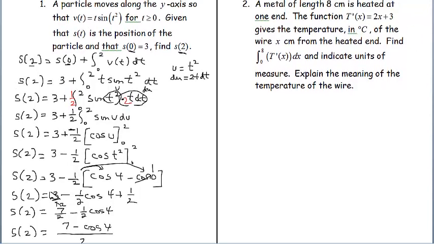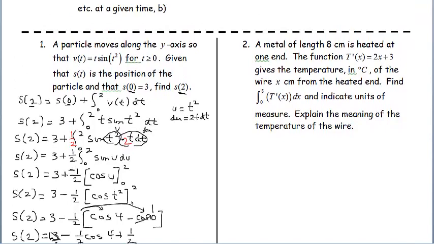So let's take a look at example 2. All right, so we have a piece of metal that's 8 centimeters long, and it's heated at one end, like you're sticking it in a fire. The function T prime of x, this linear function, gives the temperature in degrees Celsius of the wire x centimeters from the heated end. So this appears to be a rate of change.